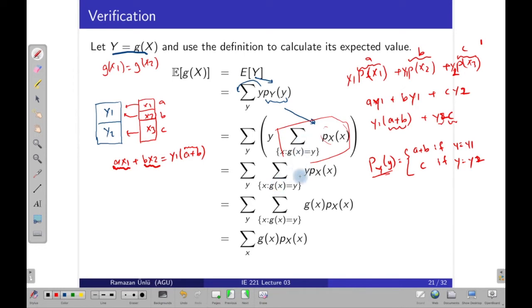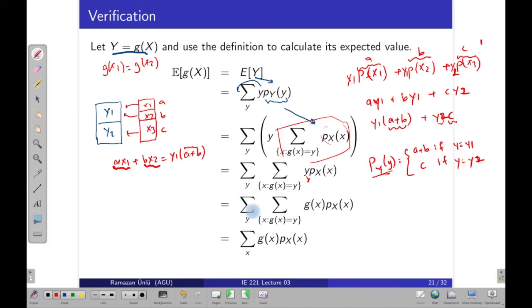So now my formulation is like this: the sum over y, and sum over x such that g of x is equal to y, of y times the PMF of x. So y went to the inside again. Now this y is equal to g of x, right? We know that it is given to us. So that's why we can rewrite this part as g of x times p of x. Now I have two summations, but there is an interesting point here.